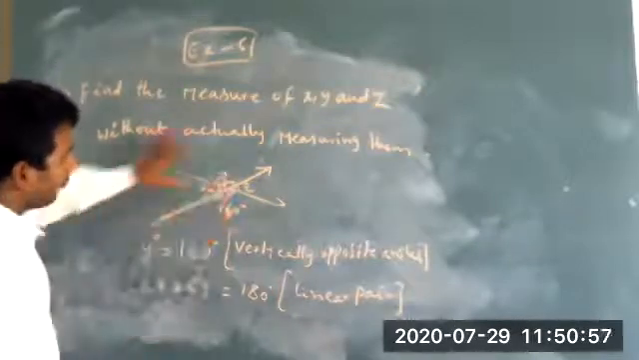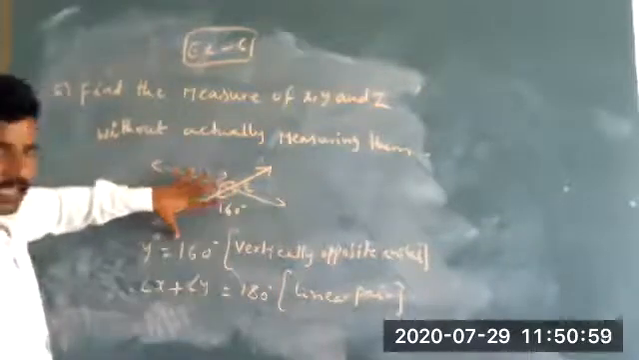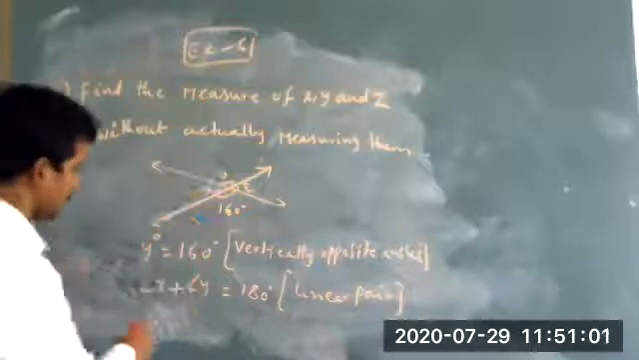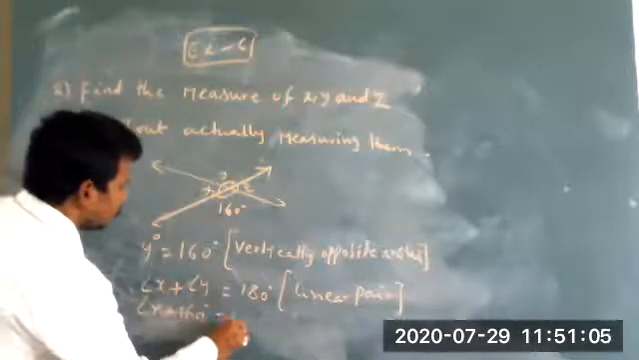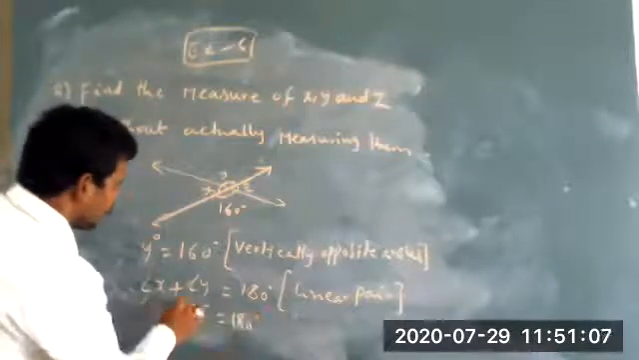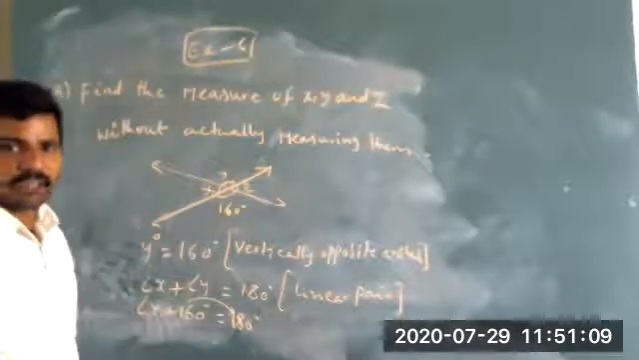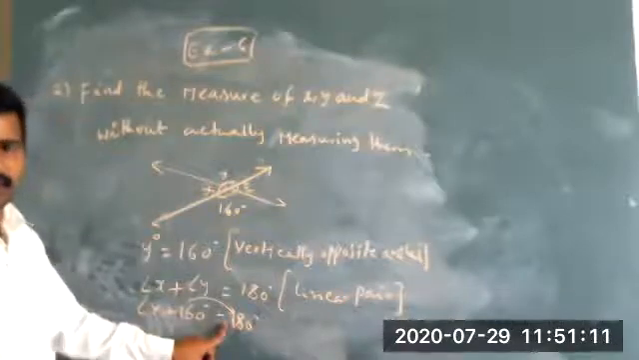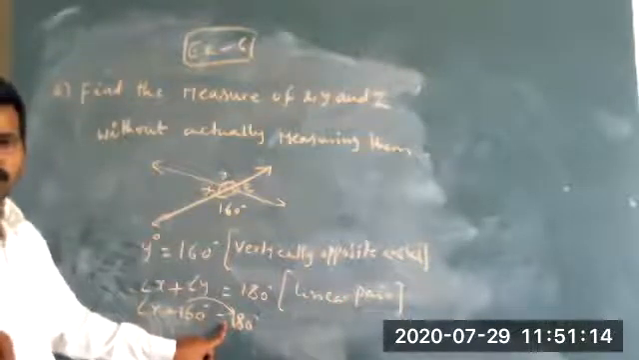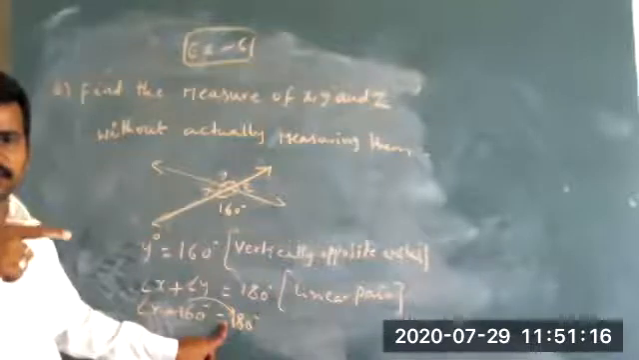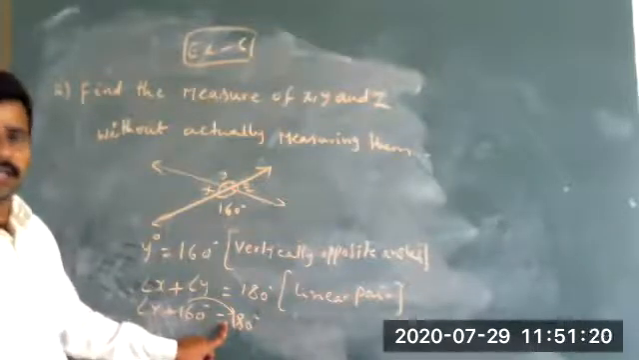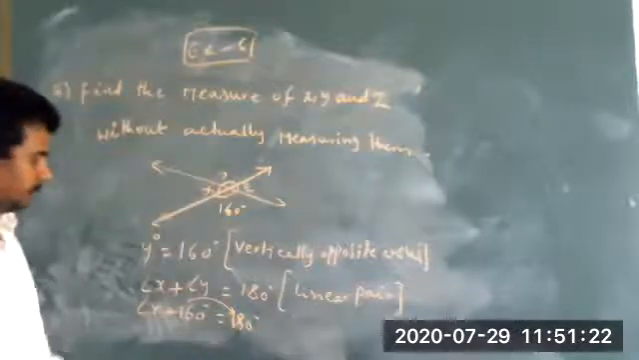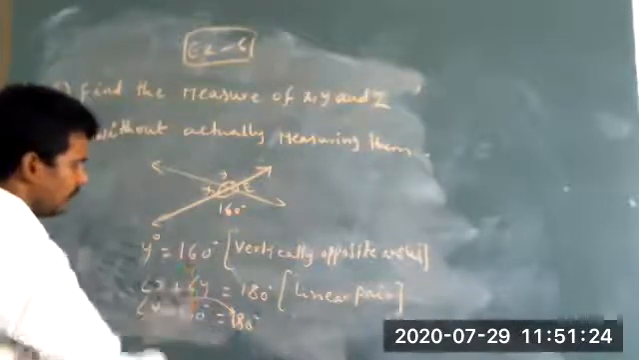So what about the y value? Y angle is how much, children? Here 160 degrees. So angle x plus 160 degrees is equal to 180 degrees. So this 160 is sent to the RHS. Here the equal symbol is there. Already we have learned how to transpose terms to LHS and RHS in chapter 3, that is simple equation.